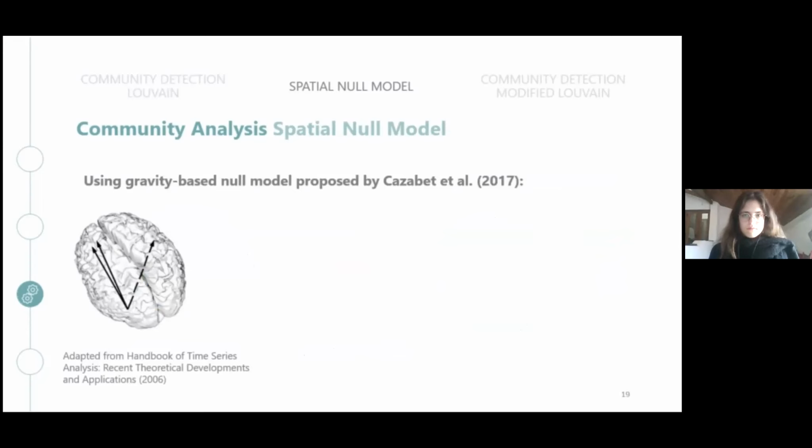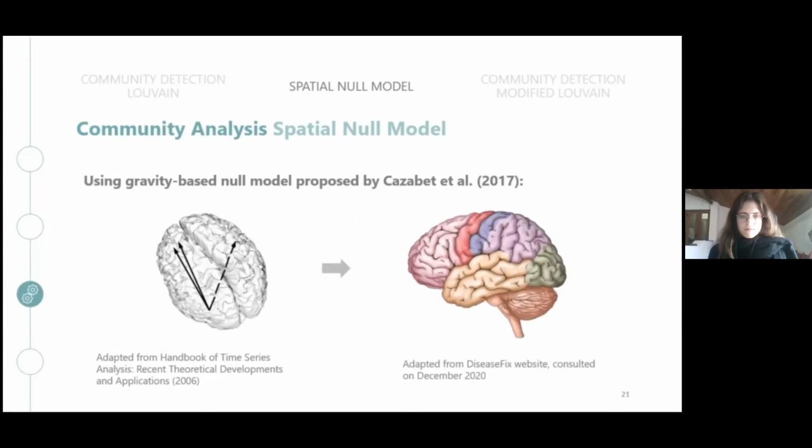Naturally, there are plenty of possibilities for defining this type of null model. However, we decided to use the gravity-based null model recently proposed by Cassabet and colleagues. This null model essentially assumes that the probability of an edge existing between two nodes depends on the distance between these two nodes. And this distance dependence is described by a piecewise function. This makes sense and applies to brain networks, as naturally with evolution, the brain developed so as to minimize the distance and costs between the interacting parts, which is necessary so that extensive cognitive processing can be done in an efficient way.